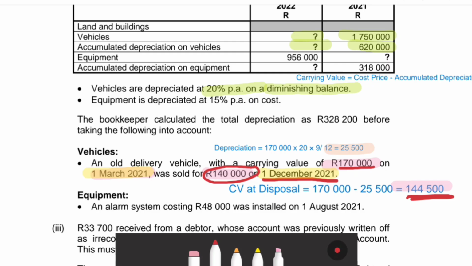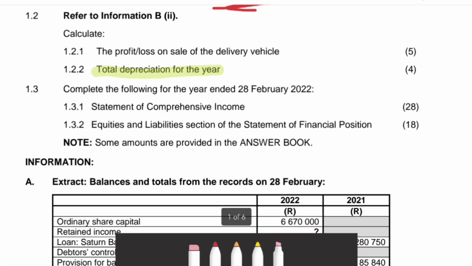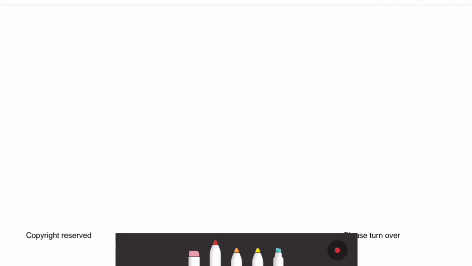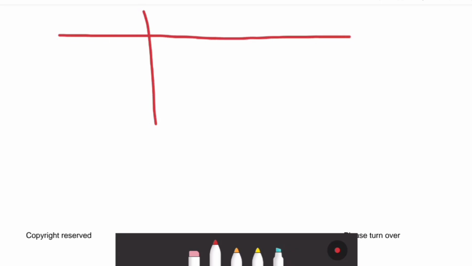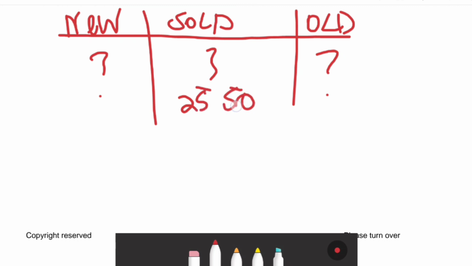The next question required us to calculate the depreciation, if I'm not mistaken. Yes, the total depreciation for the year. This is for all assets. When you're trying to work out the depreciation for the year, I encourage you to make use of this table. So you'll segment it into 3 parts. The first one, you have new. This is depreciation for any new assets that we've purchased during the year. You have sold, depreciation for any assets that we've disposed of, and old. So old are the assets that have always been in the business. We've already worked out the sold, for that asset we disposed of.